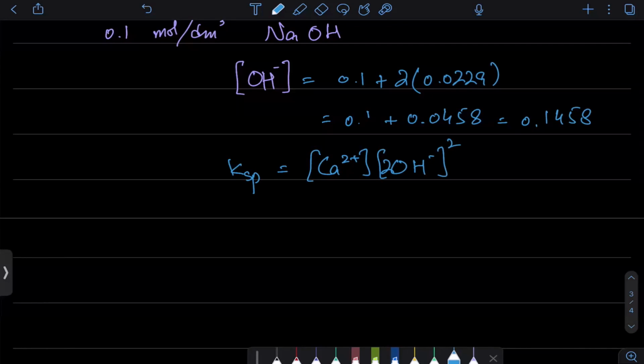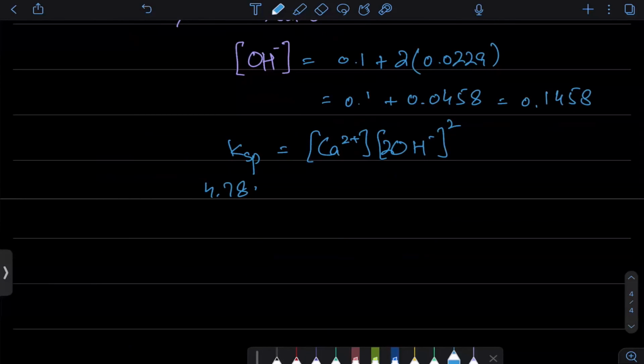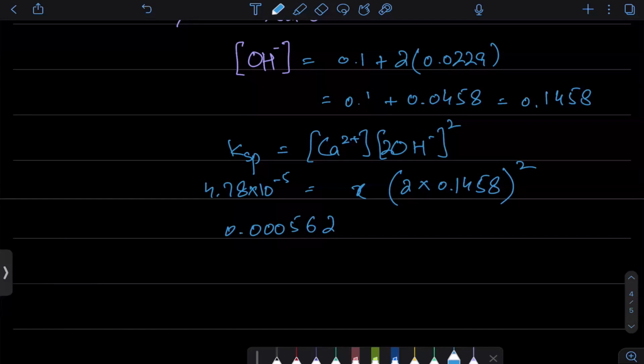So KSP was 4.78 into 10 power minus 5. This has not changed because temperature is still the same. This is x. This is going to be 2 into 0.1458 squared. So that gives me 2 into 0.1458 squared. And then I'll divide that over there. The 4.78 into 10 power minus 5 divided by my answer is 0.000562 moles per dm cube.